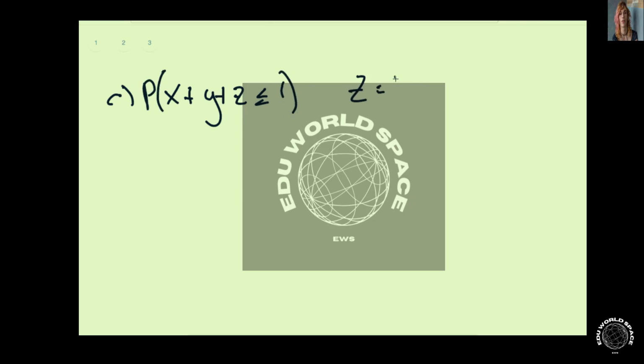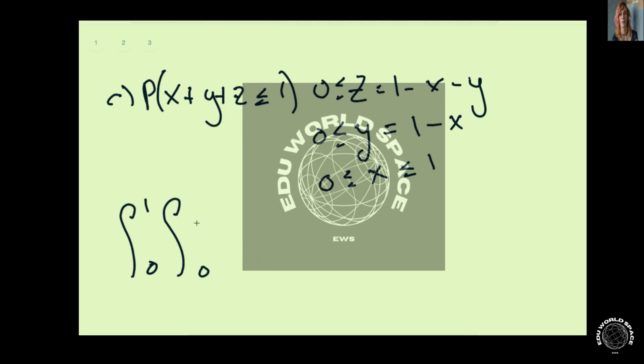So we know z is equal to 1 minus x minus y. And what else do we know here? We know that if z is equal to 0, then y is equal to 1 minus x. And these are all bounded below by 0. And x is bounded above, excuse me, by 1. So we're doing this triple integral now.